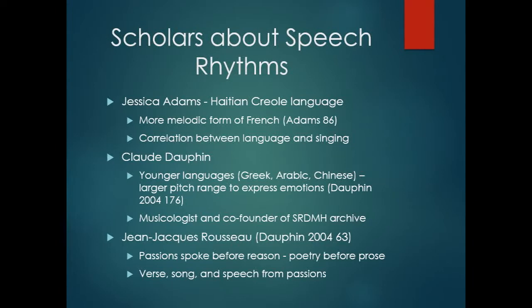Then Jean-Jacques Rousseau says that the passions spoke before reason, poetry came before prose. So as these languages developed, the emotions needed to be communicated more so than ideas. He also says that verse, song, and speech come from the passions.